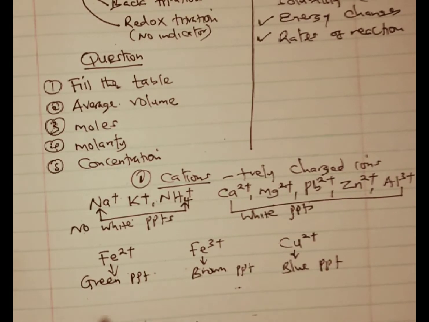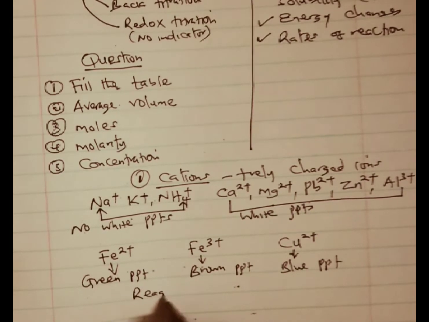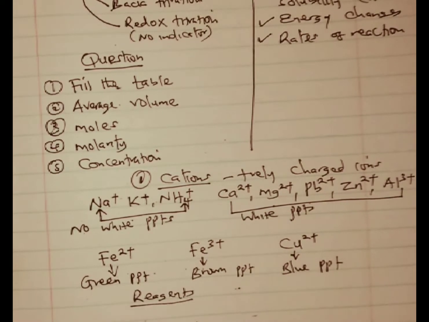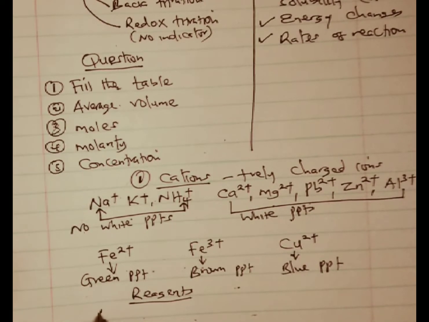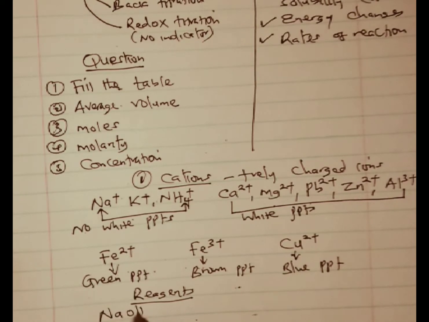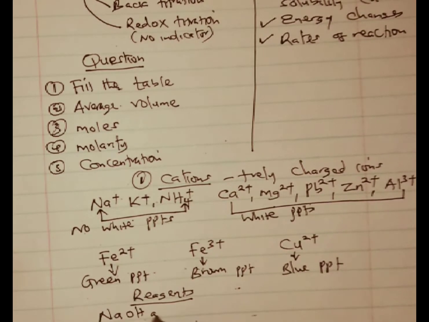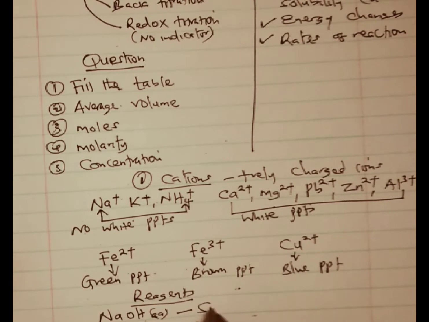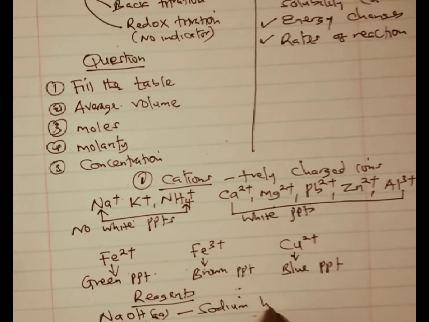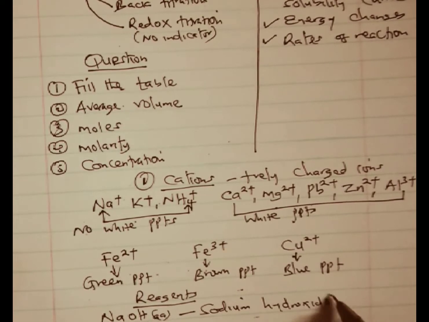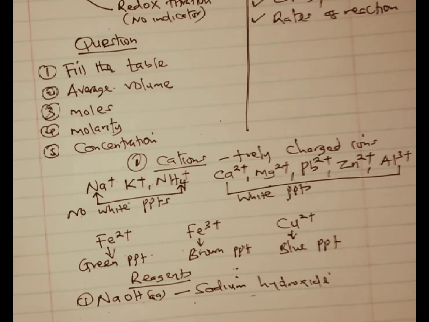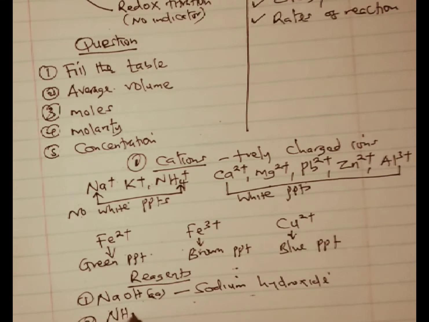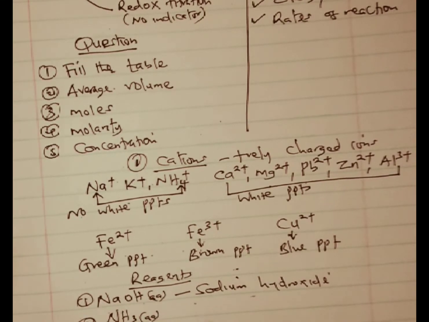Another thing that I want us to look at are the reagents. Reagents used to test the cations. One, we have a solution of sodium hydroxide. Number 2, we have aqueous ammonia. This is simply ammonium hydroxide.